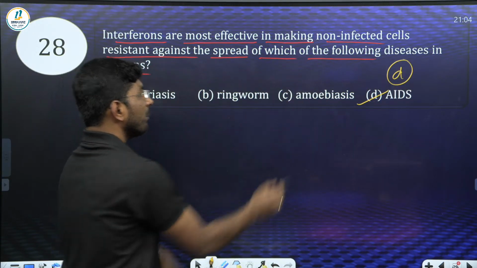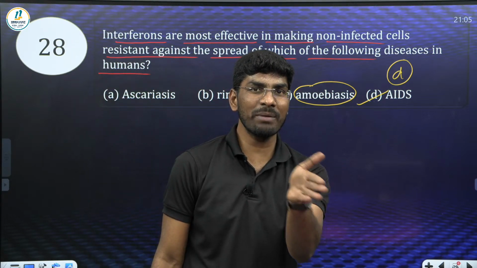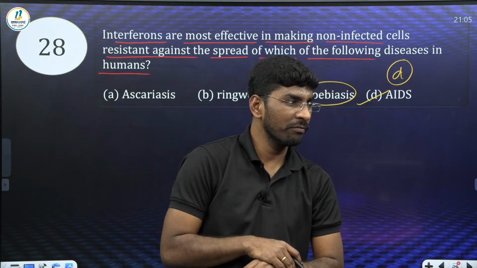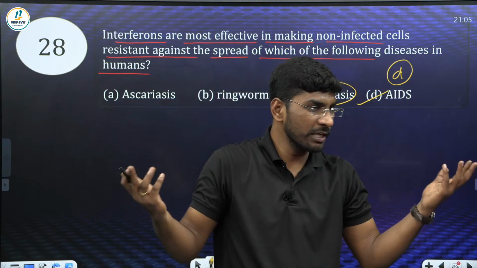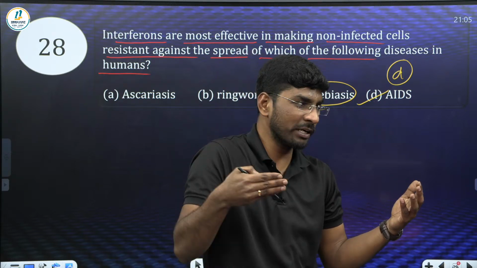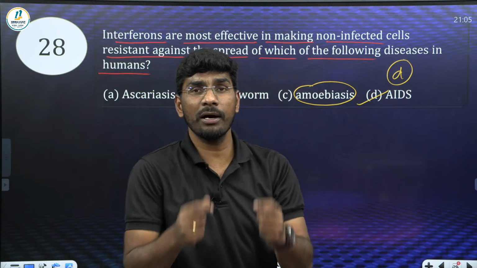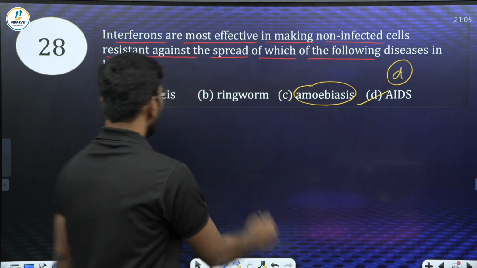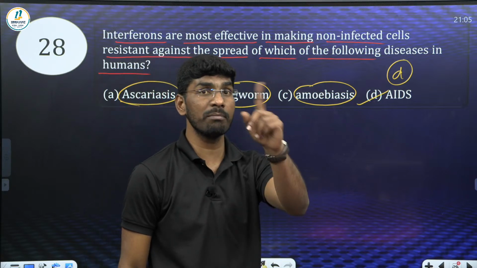Now what about amoebiosis? Can any one of you tell me, is amoebiosis caused by virus or bacteria? Amoebiosis or amoebic dysentery, from which pathogen, my dear? Which microbe? Bacteria or virus or helminths? Which kingdom is it actually? Kingdom Protista. It is not bacteria. It is protozoa, my dear. Remember, Entamoeba histolytica. What about ringworm? Fungus. What about Ascaris? Helminths. Ascaris lumbricoides. Remember.